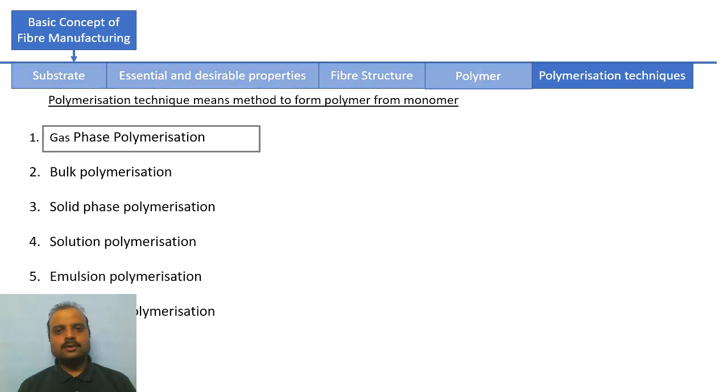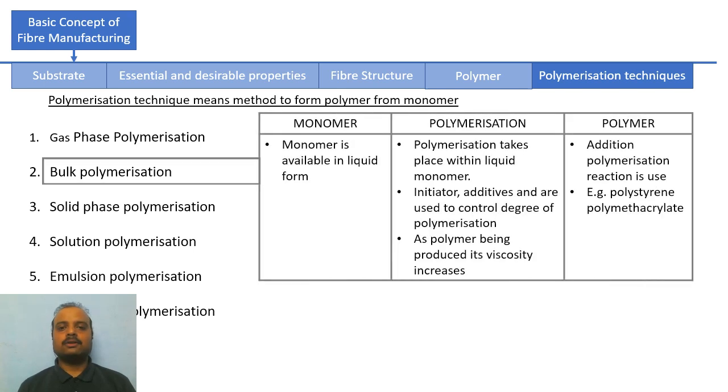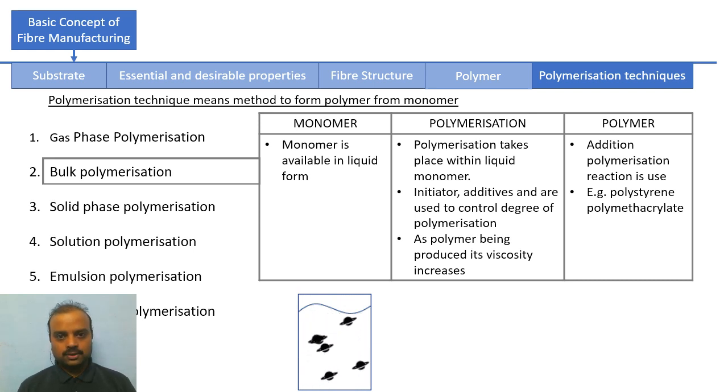The second method of polymerization is bulk polymerization. Here the monomer is available in liquid form. With certain conditions of temperature and pressure, this liquid converts into a polymer. If the produced polymer is soluble in the monomer, then its viscosity increases and a thick melt of polymer is the result. This polymer is then extruded and fibers are produced.